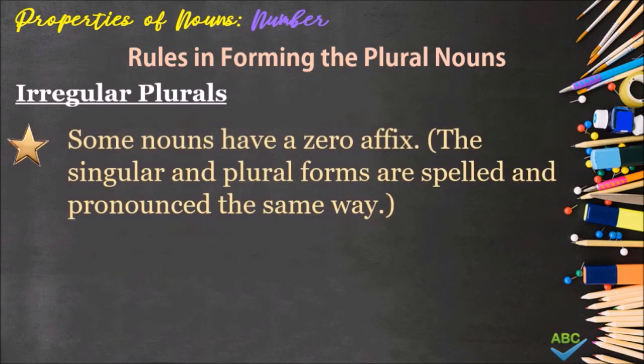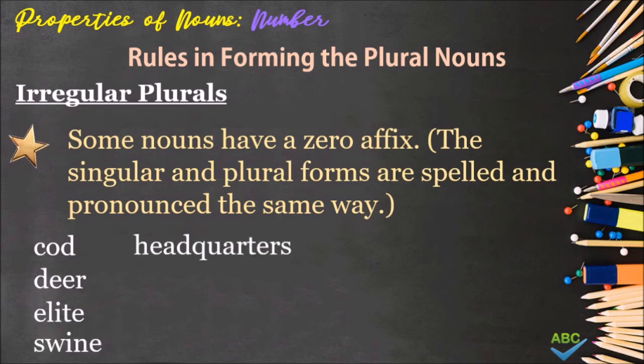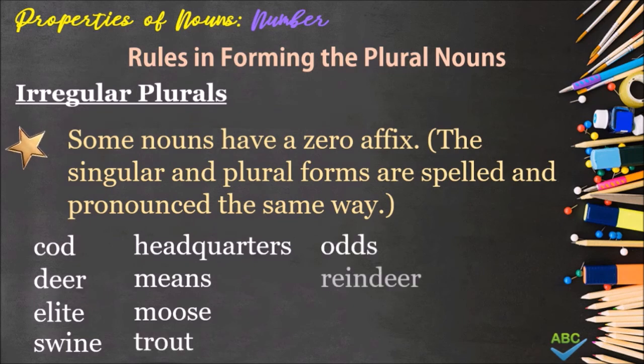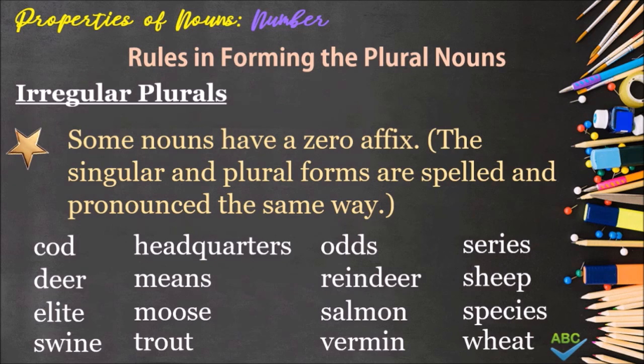Some nouns have a zero affix. This means the singular and plural forms are spelled and pronounced the same way. For example, cod, deer, elite, swine, headquarters, means, moose, trout, odds, reindeer, salmon, vermin, cities, sheep, species, and wheat. These words take the same spelling and pronunciation in singular and plural forms.